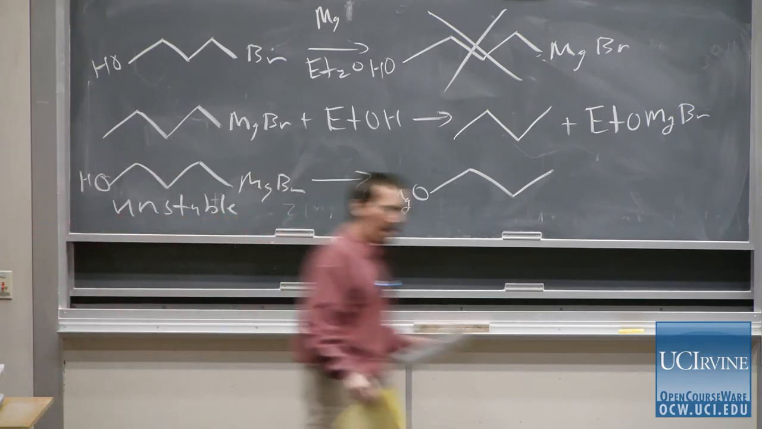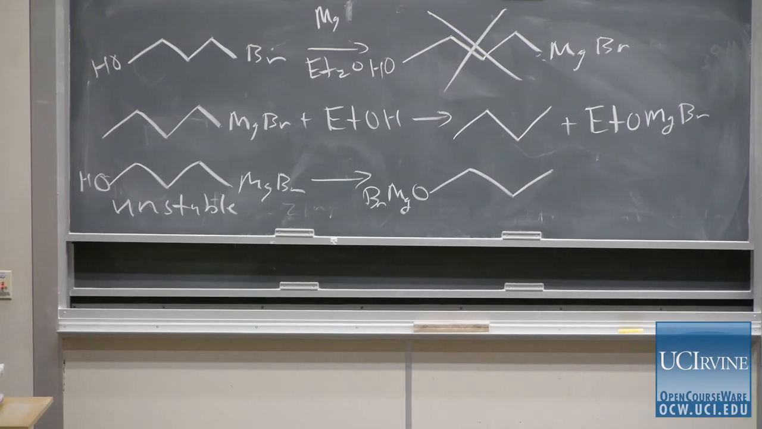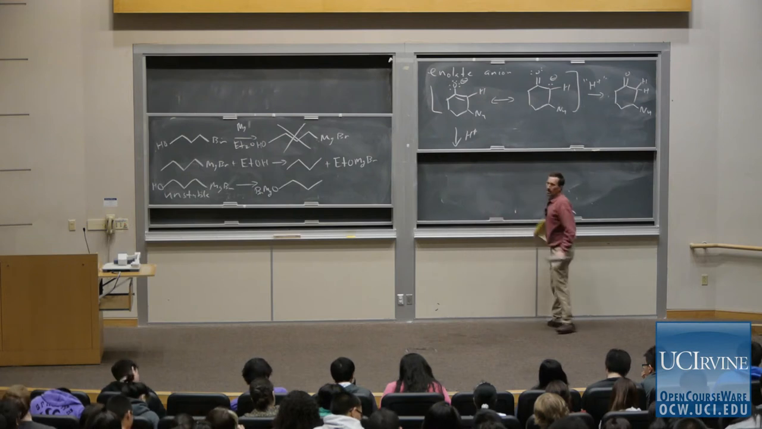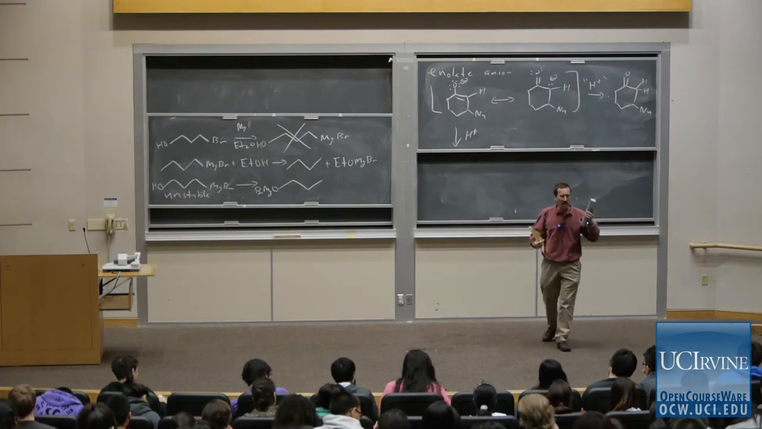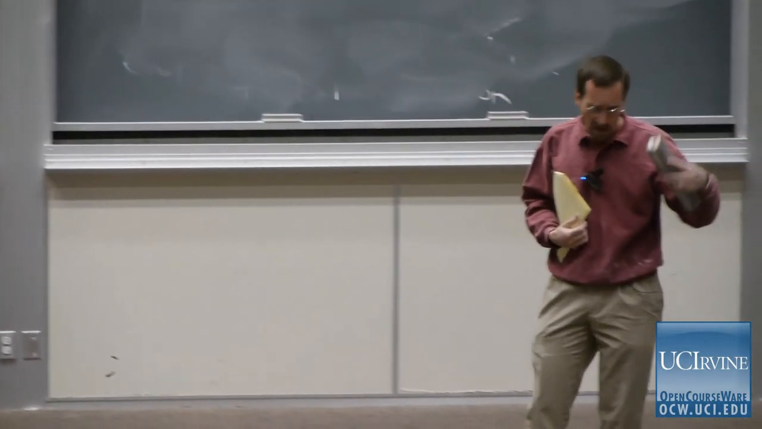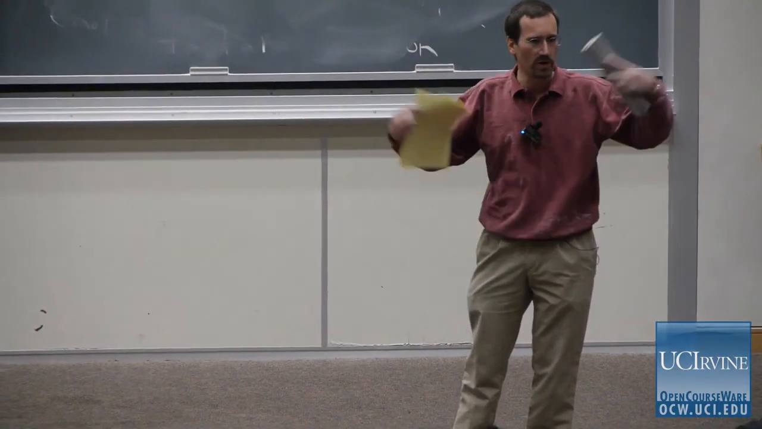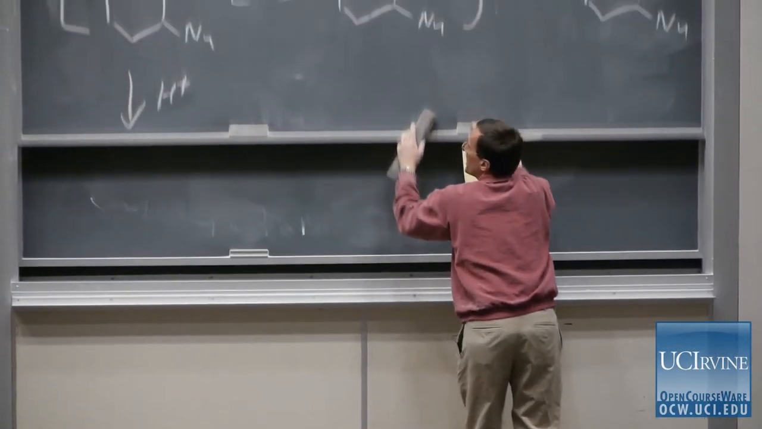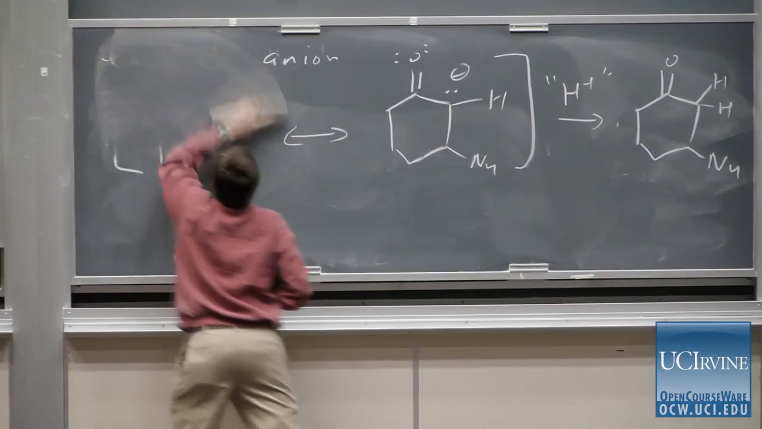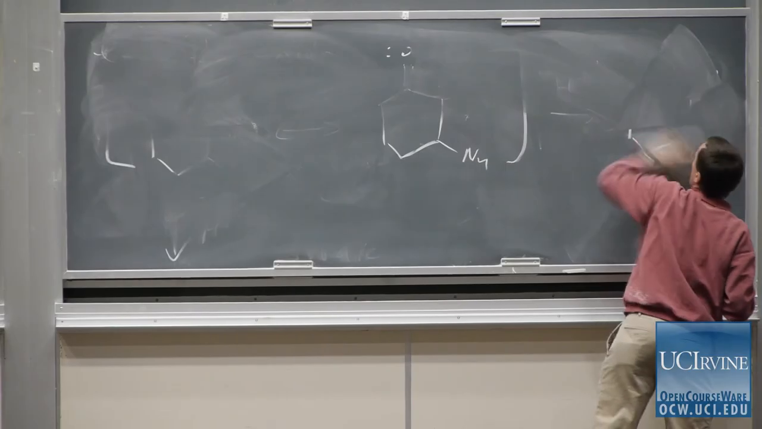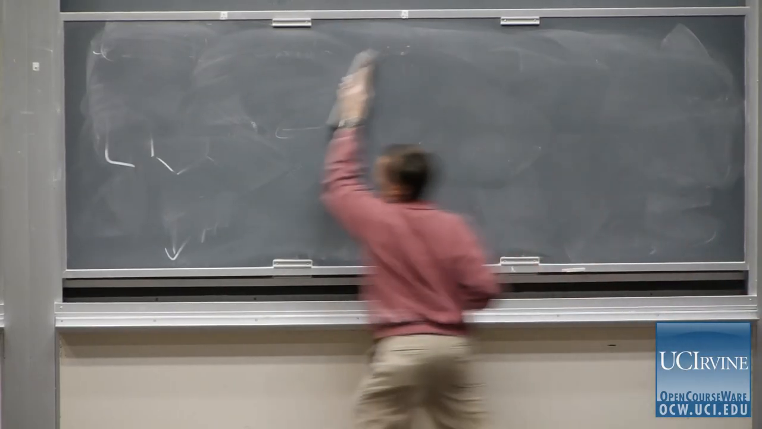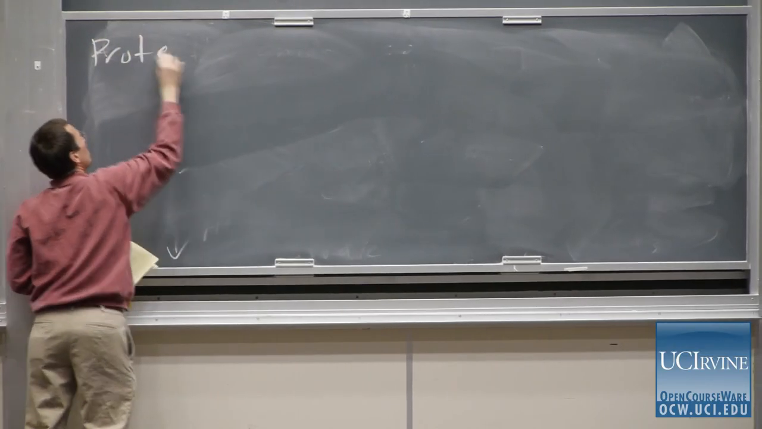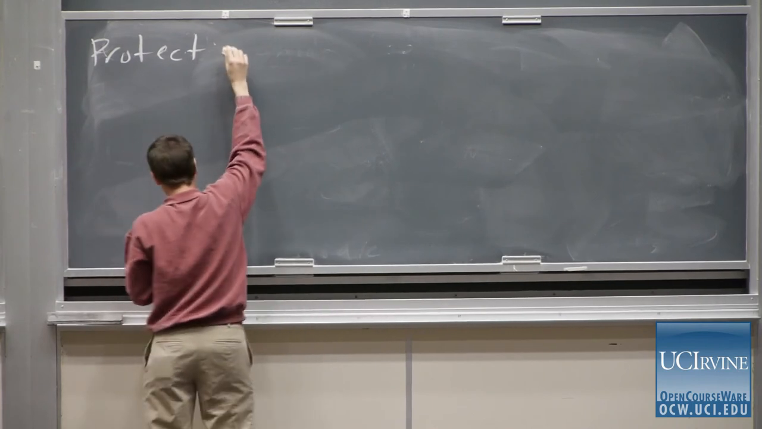And so to work around problems like this, organic chemists will use something called a protecting group. A protecting group is an idea that you're going to hide, you're going to mask one reactive part of the molecule. You're going to protect it from a reagent or from conditions that would otherwise destroy it. And at this point in your textbook, they introduce one class of protecting groups. You'll learn about more later. The protecting groups that they introduce are silyl ethers.